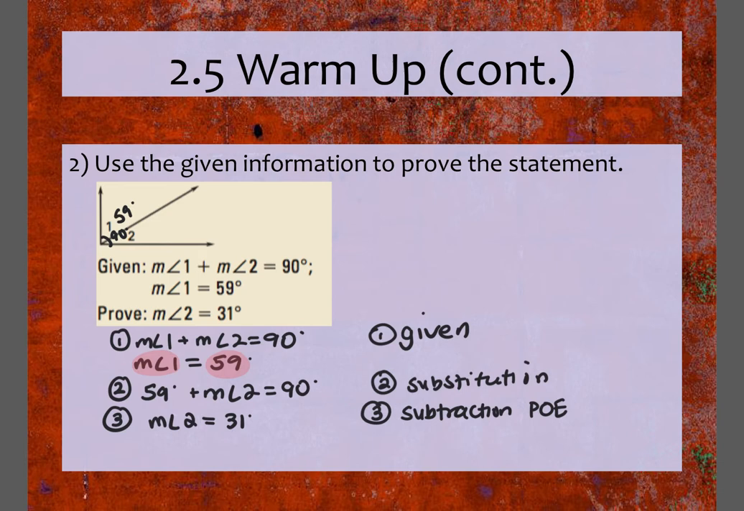You can't take m angle 1 for 90. Exactly. Wrong. It says what's right there.